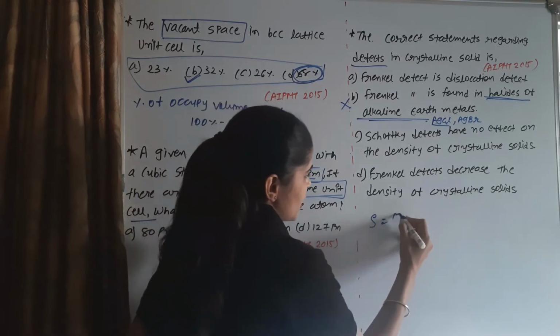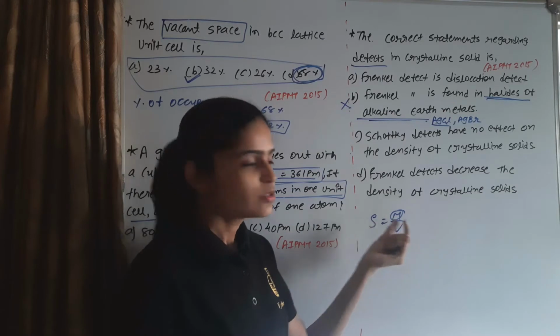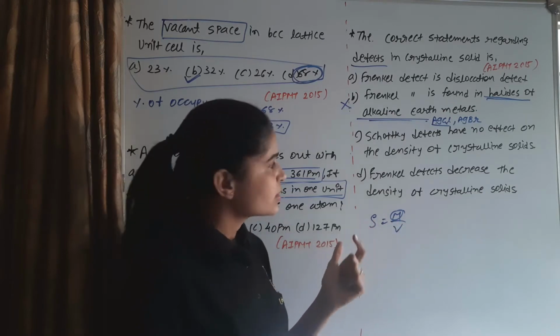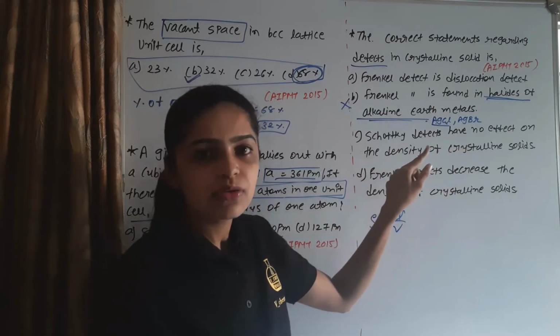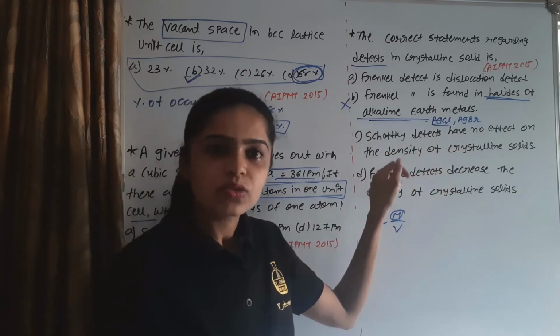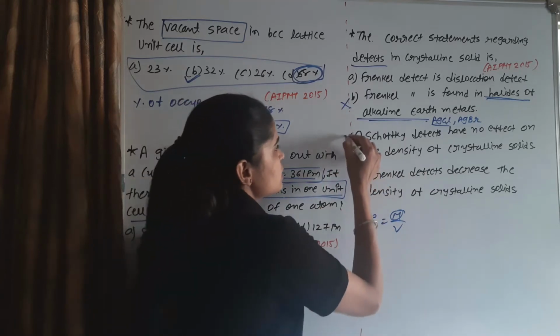Rho is equal to m by v. This 58.5 molar mass decreases, so density also decreases. That way, Schottky defect has an effect on the density of the crystalline solid. In the Schottky defect, density is decreased. So this statement is wrong.